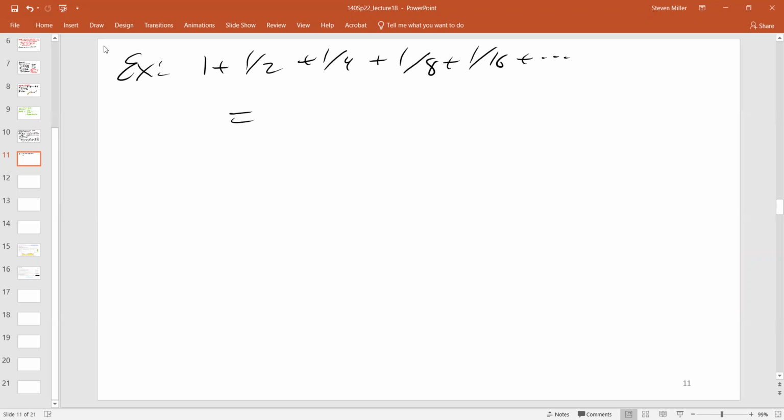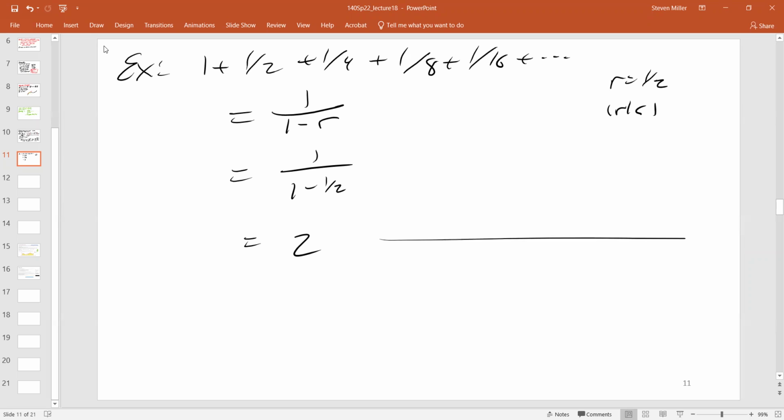One half. So R equals 1/2. The absolute value of R is less than 1. So this is just 1 over 1 minus R, which is 1 over 1 minus a half, which is just 2. I think we talked earlier about how this is reasonable.